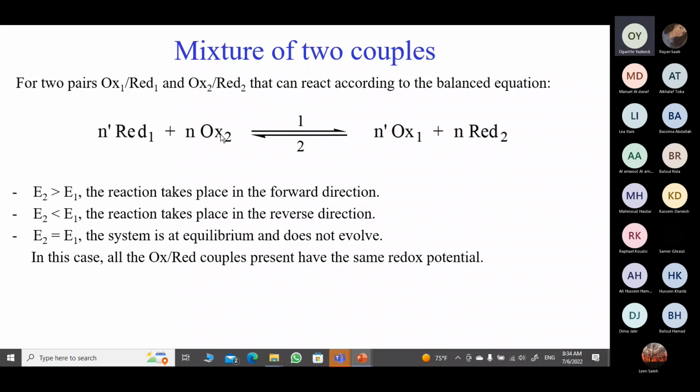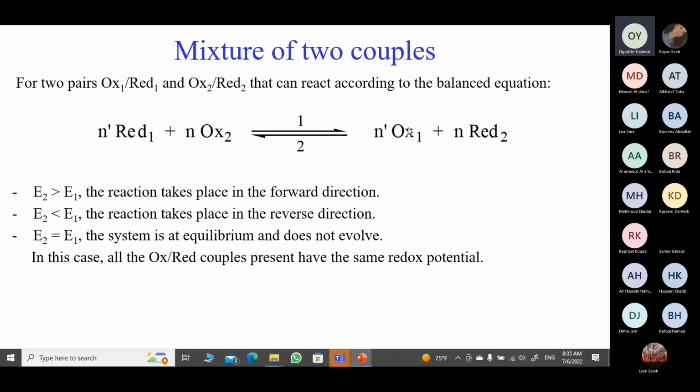If the two E's, E1 and E2 for the two couples, are the same, then the reaction does not evolve, and actually there is no reaction, it stops. And it's already reached equilibrium.